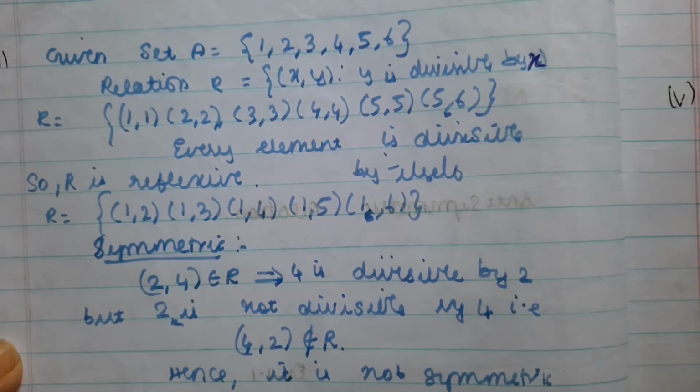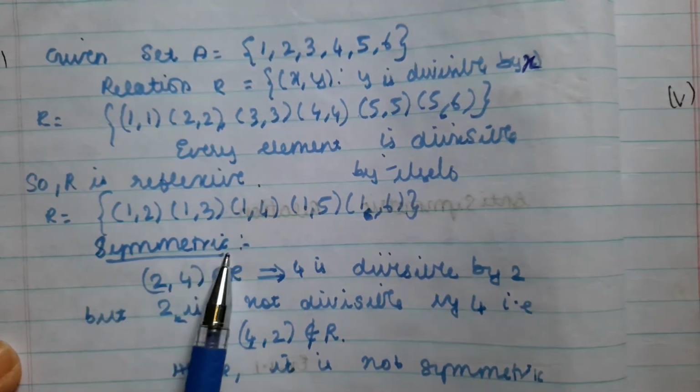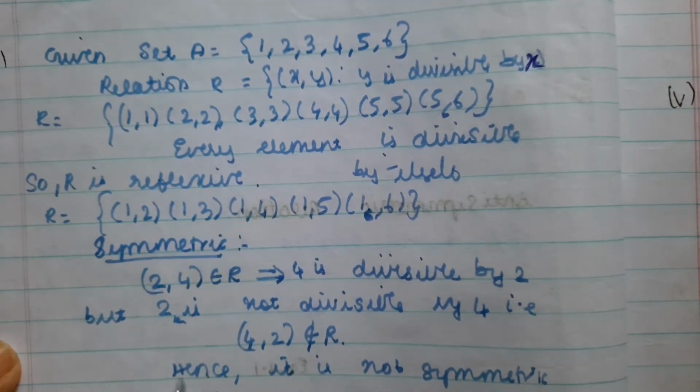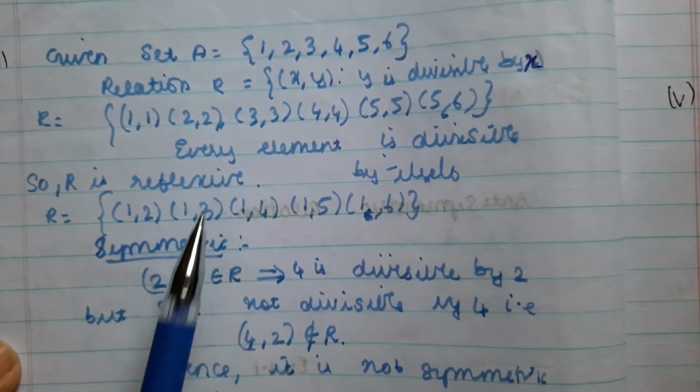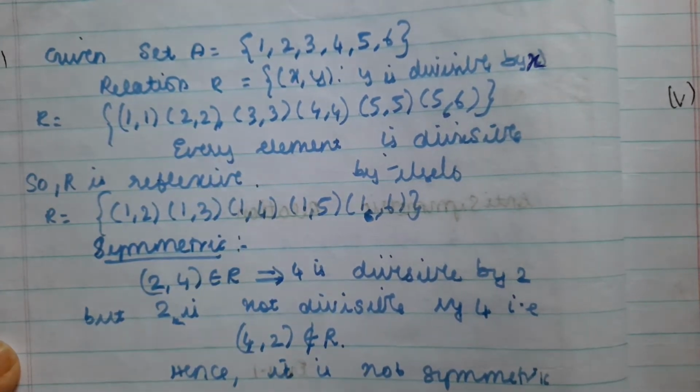For an equivalence relation, we have to check reflexive, symmetric and transitive. If these three conditions are satisfied, then the given relation is an equivalence relation. Otherwise, it is not an equivalence relation. So, we will check now.